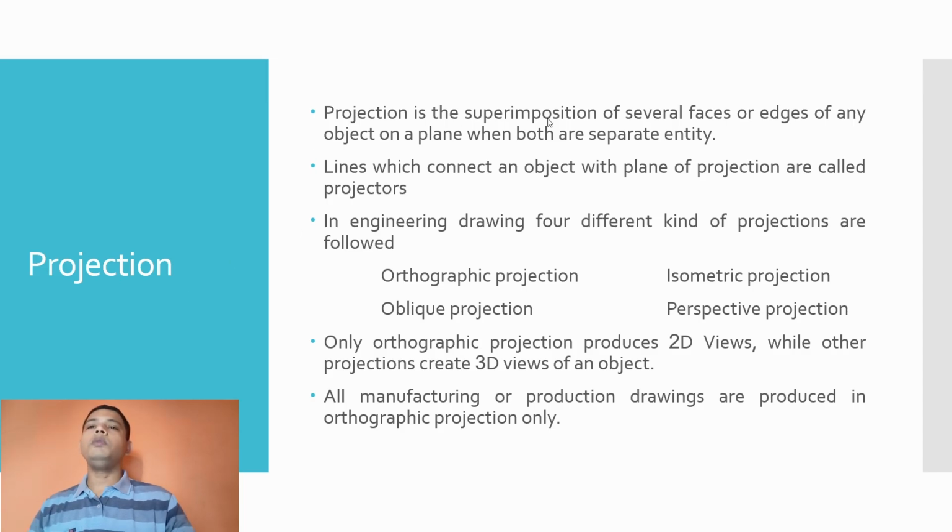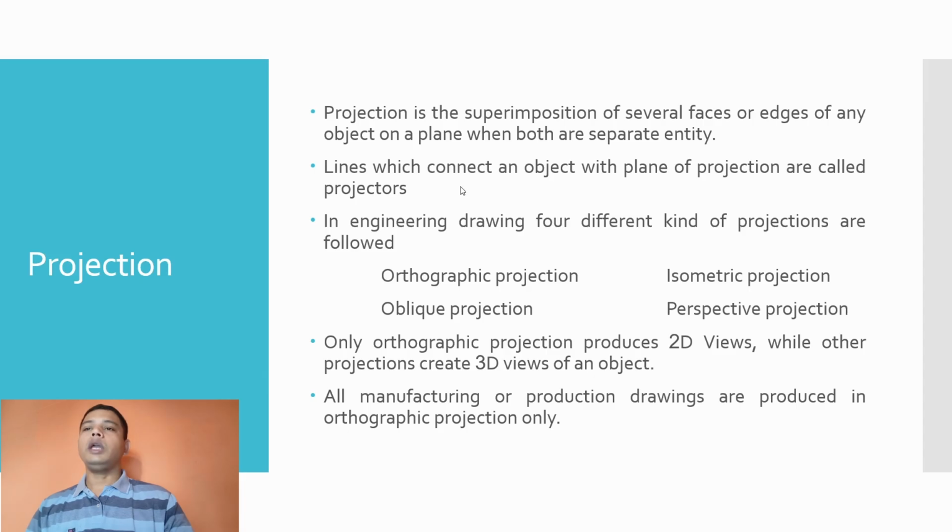Projection is the superimposition of several faces or edges of any object on a plane when both are separate entities. That means, if you put an object in the universe, and you are standing on the other side of the object, then whatever image is generated on the virtual plane on the other side of the object, that is called the projection.